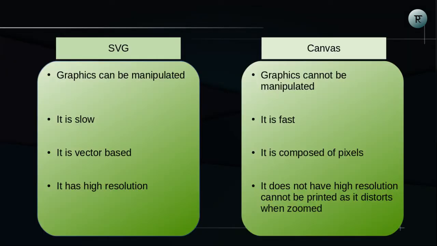Canvas is basically used for embedding graphics. It cannot be manipulated. It is fast and it is composed of pixels. Since it is composed of pixels, it does not have high resolution and cannot be printed as it distorts when zoomed. So we also have the SVG tag, which I have not mentioned here, but it is there in HTML5, and in there we can manipulate the graphic. It is slower than Canvas, it is vector based and it has higher resolution than Canvas.